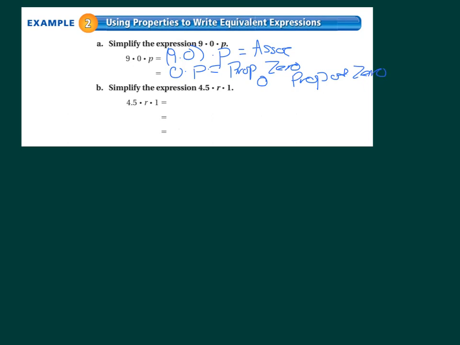This next one, we want to flip the 4.5 and the r, or the r and the 1. I'll flip the r and the 1. So 4.5 times 1 times r, that was commutative. Then I'm going to take 4.5 times 1, which is just 4.5. That's identity property of multiplication. So I have 4.5, so I have identity.